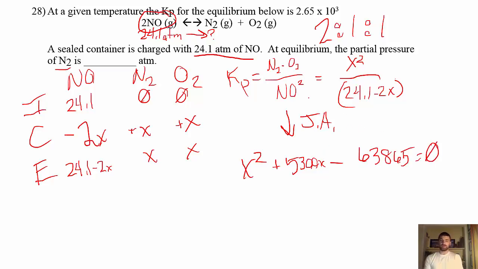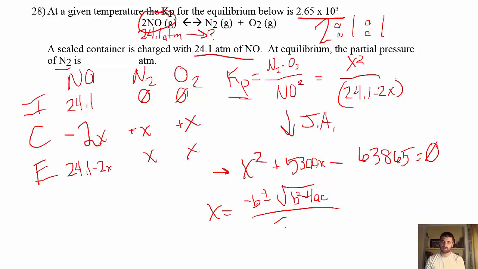All right, Mr. Brownie, how did you do that? Well, I used the actual Kp value that they gave me right here, and I distributed it. So you do the algebra, and you get it. This is what you should get as the expression. So now it's just the quadratic equation where x equals negative b plus or minus the square root of b squared minus 4ac, all over 2a.